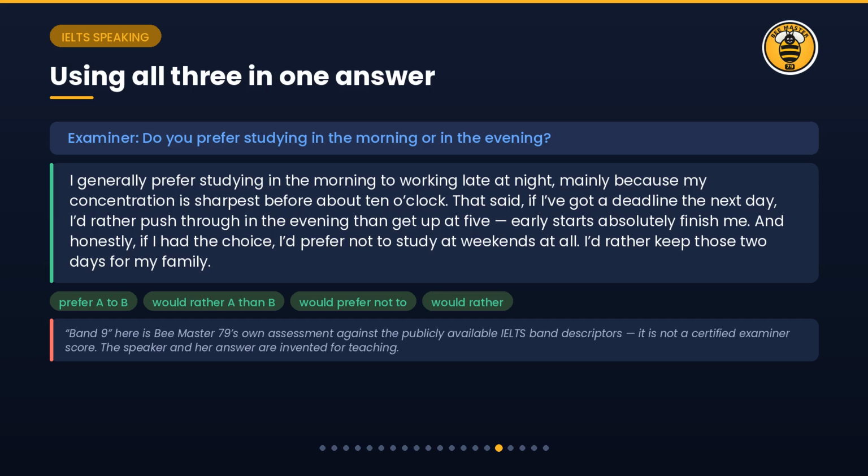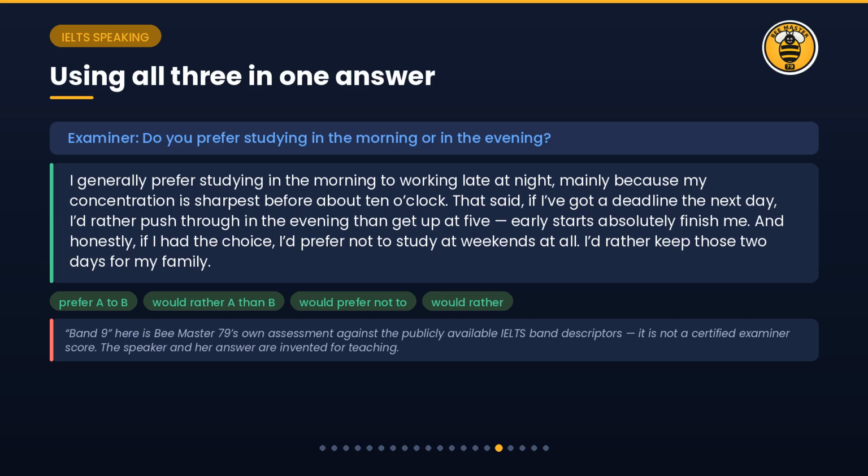4 structures in about 80 words. Prefer something to something for the general habit. Would rather something than something for the specific situation. Would prefer not to for the polite negative. And would rather again to finish.